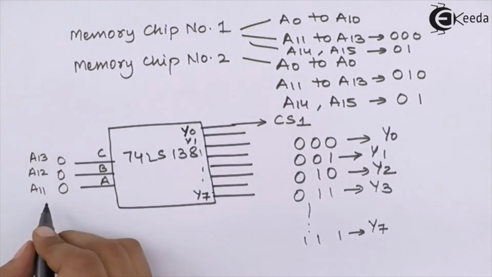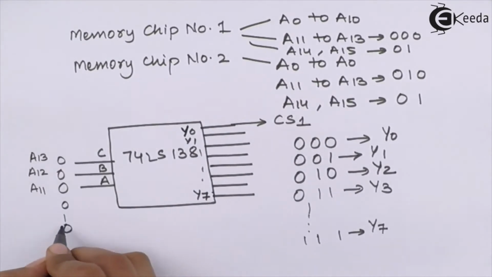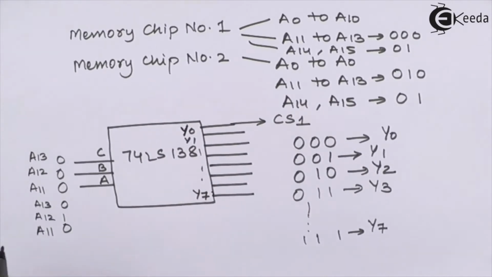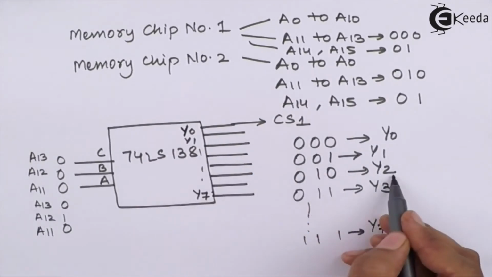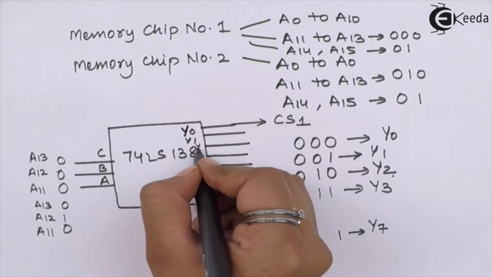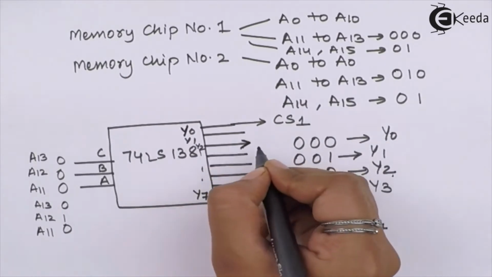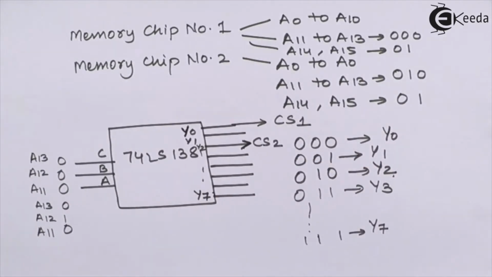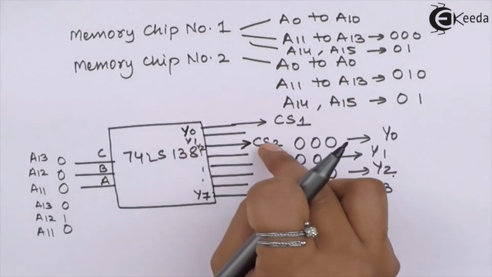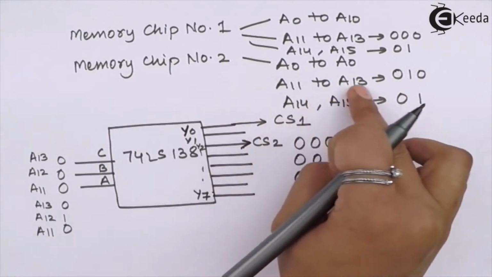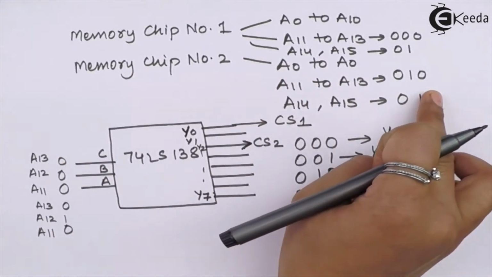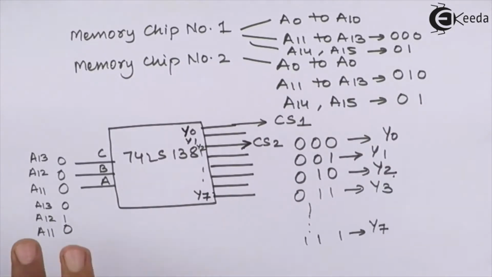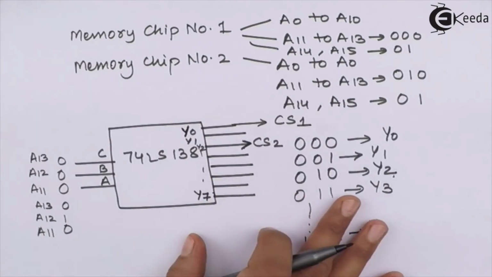When this input is 0, 1, 0, then the output Y2 is activated. So Y2 will be used as the chip select signal for memory chip number 2, because when this is activated, this memory chip will be selected. Okay, so here the three address lines are used for selecting the memory chips.